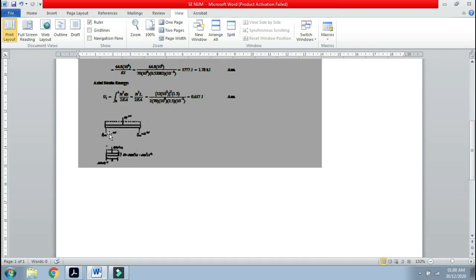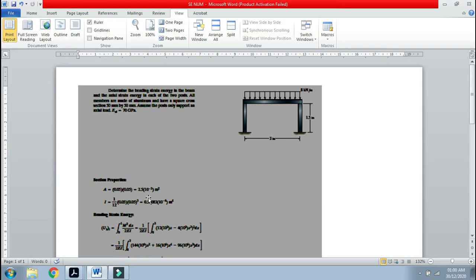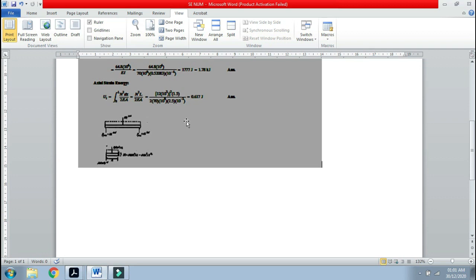So the axial load N square will be 12 into 10 to the 3 Newton whole square dx. When you apply 0 to L, it becomes basically x, and x equals L, so it comes out to be 1.5. Over 2 E, where E is given as 17.6, and A is basically 2.5 into 10 to the minus 3 meters square. Okay, so you apply this and you get the internal strain energy equal to 0.617 joules.